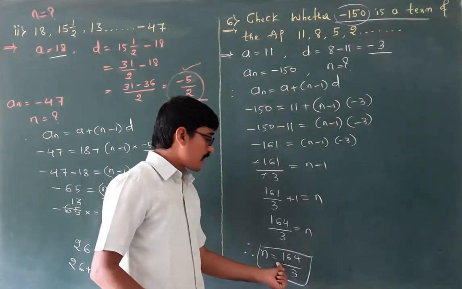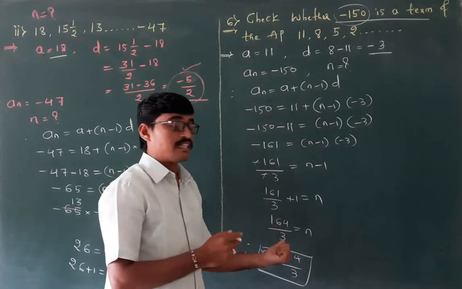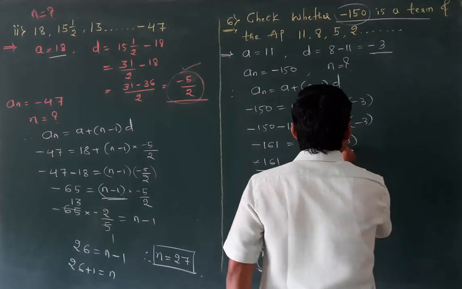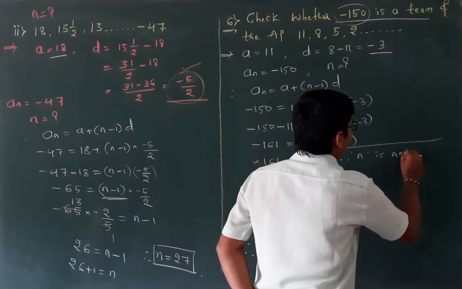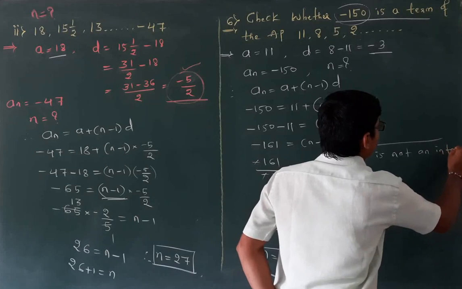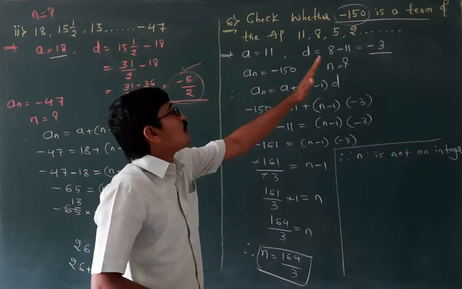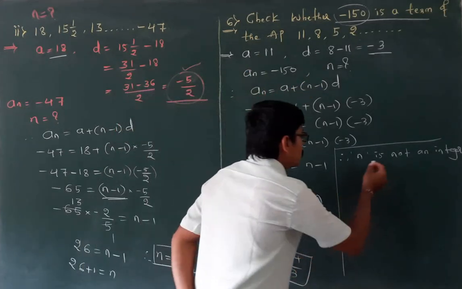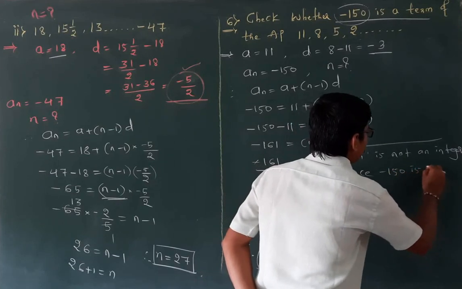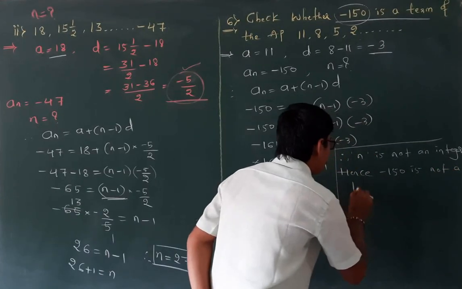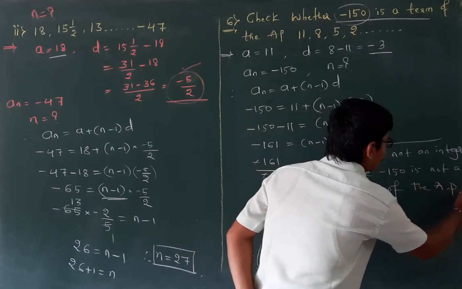So, is n an integer? No, it is not an integer. It is a fraction. Therefore, n is not an integer. Hence, minus 150 is not a term of the AP.